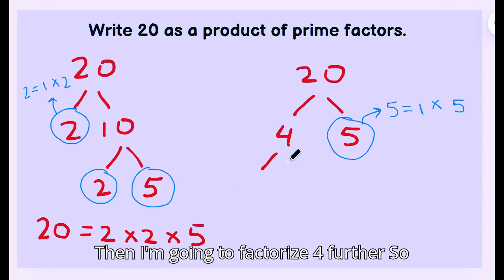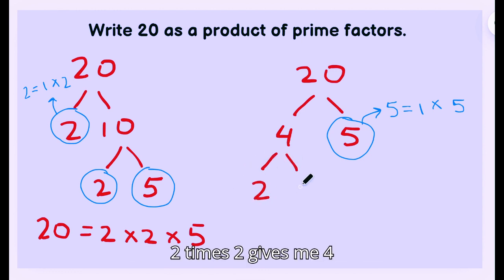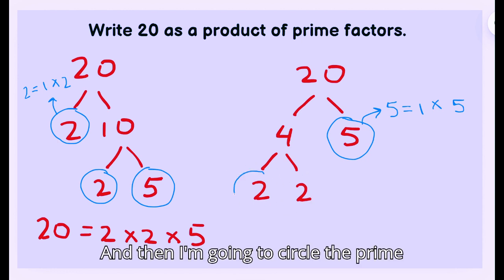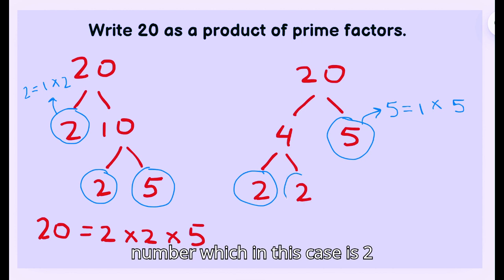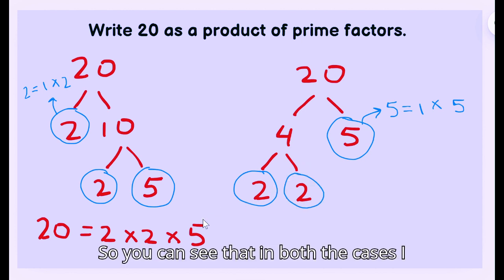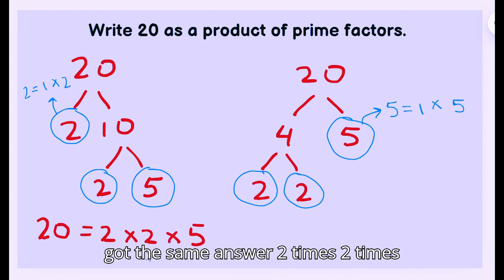Then I'm going to factorize 4 further. So 2 times 2 gives me 4. And then I'm going to circle the prime number, which in this case is 2. So you can see that in both cases I got the same answer, 2 times 2 times 5.